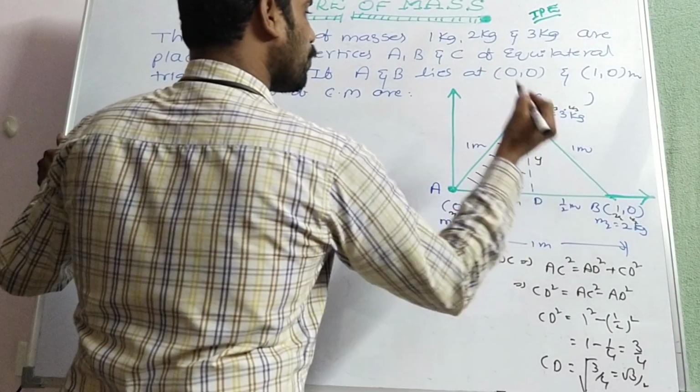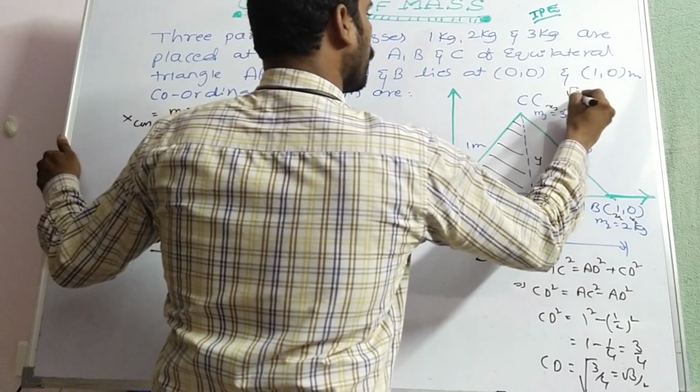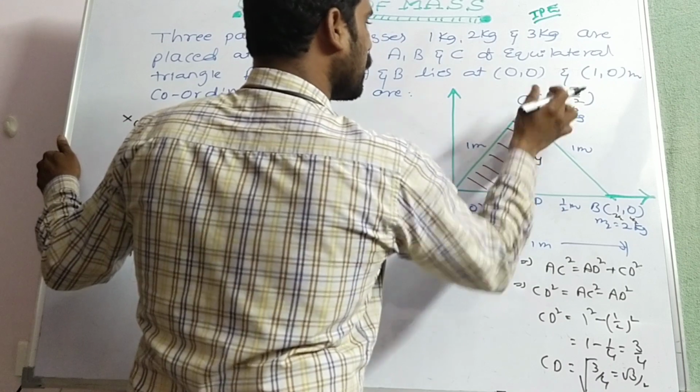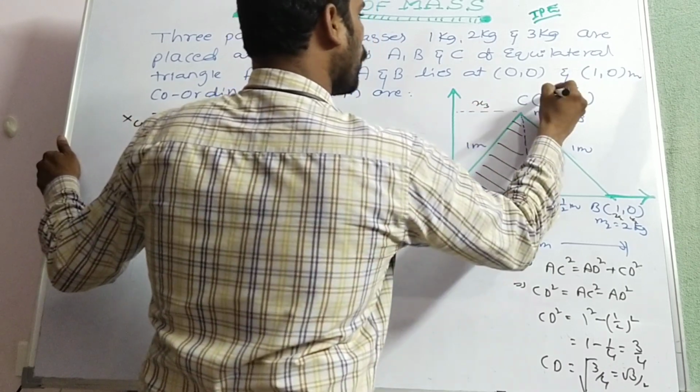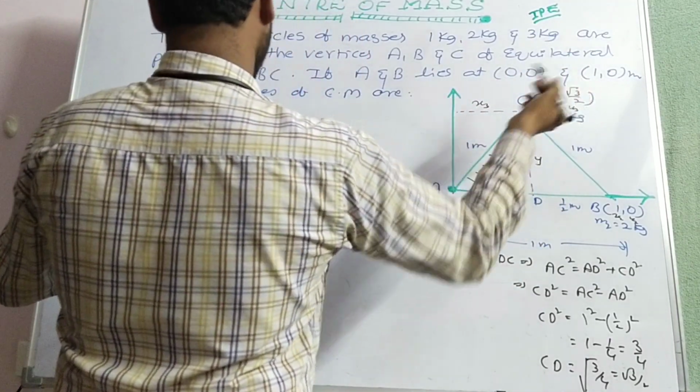This is parallel to the y axis, that is why y3 can be written as root 3 by 2. From A to D, the distance will be considered as x3, so x3 is half. So the coordinates are determined: x3, y3 are half and root 3 by 2.